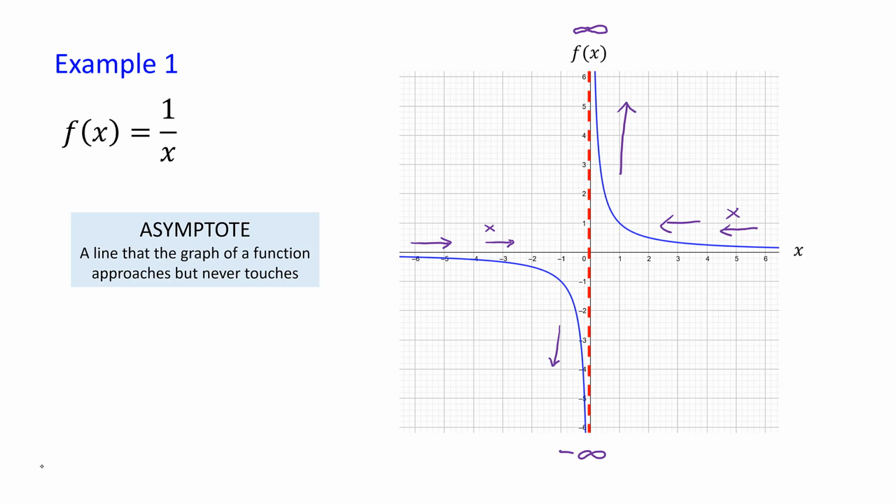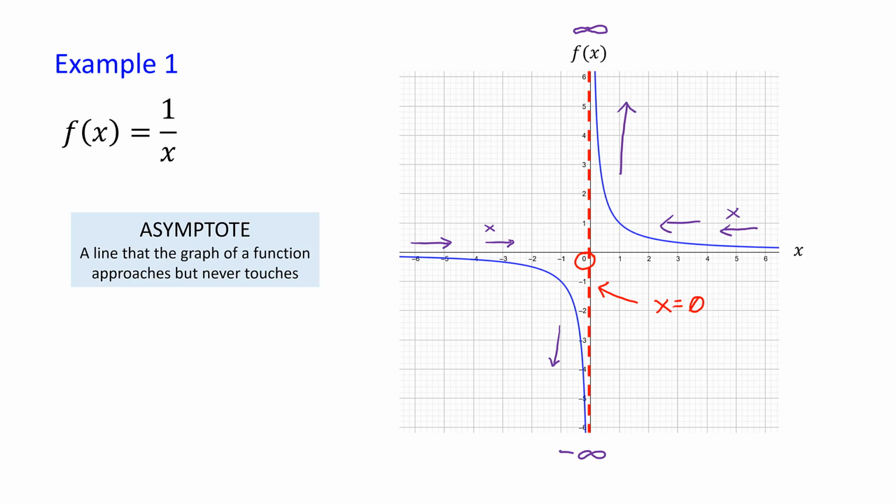touches. In this example, we can see that the number to which the values approach but never touch is x equals 0, which is the y-axis. Since it is a vertical line at the x value 0, this line can be written as the equation x equals 0. This is the equation of the vertical asymptote of this function.